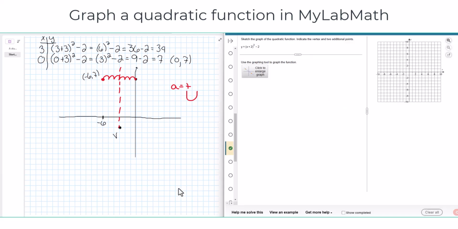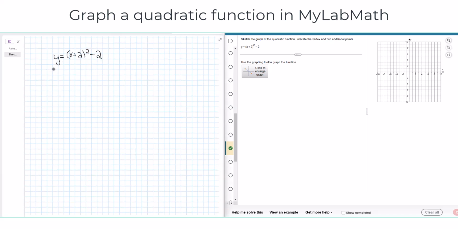I'm going to pause the video and I want you to try this one by yourself and then press play and we're going to work it together. Here's our next one. So I wrote it out. Now I'm going to write my formula. Y equals A times X minus H squared plus K.